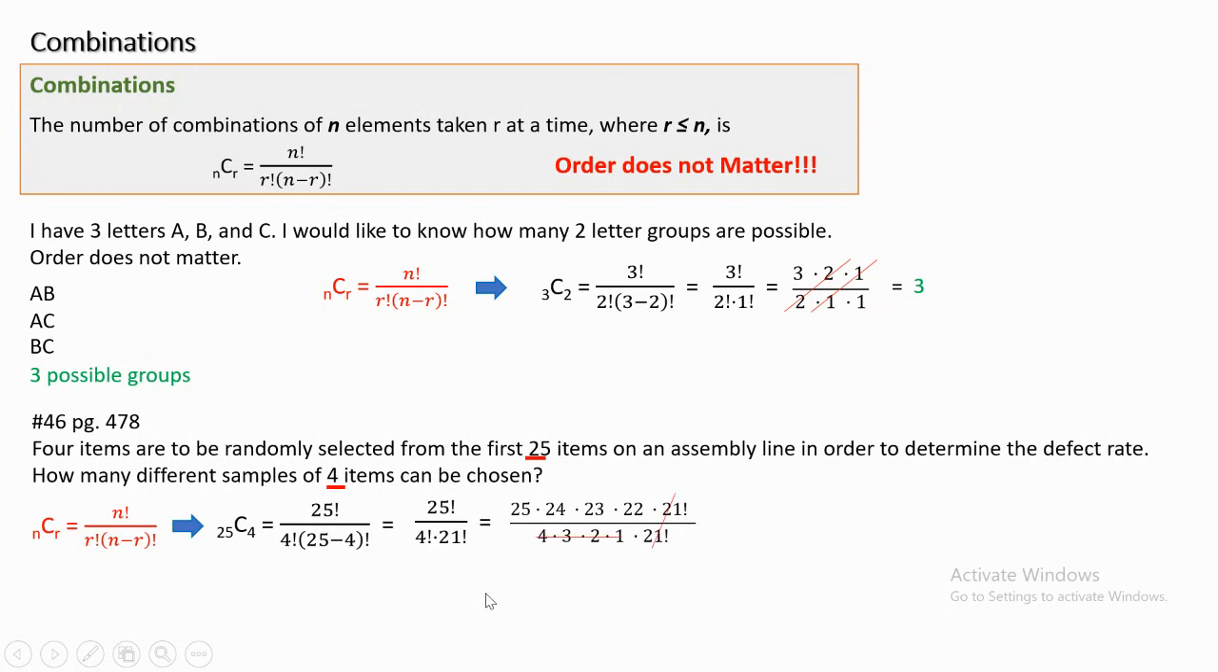So my answer will be 4 times 3 times 2 times 1 is 24. So we're left with 25 times 23 times 22. It will give us 12,650. Or you can actually put that in the calculator, just the way it is: 25 combination 4. Enter it, and you'll get the result.